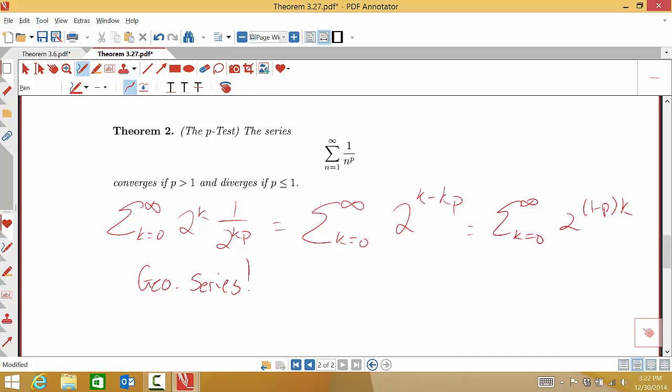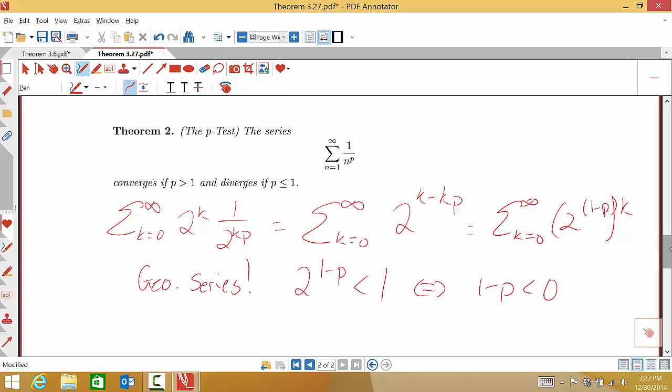And what we know about geometric series is they're going to converge if and only if the thing we're taking to a power is less than 1. So the thing we're taking to a power is this 2 to the 1 minus p. So 2 to the 1 minus p is less than 1 only when, in fact, if and only if, 1 minus p is a negative number. That's the only way we can make this happen. Because if 1 minus p is 0, 2 to the 0 is 1, and if we have a positive number, 2 to a positive number is greater than 1. So now we have established pretty nicely from the geometric series, we have the p-test.